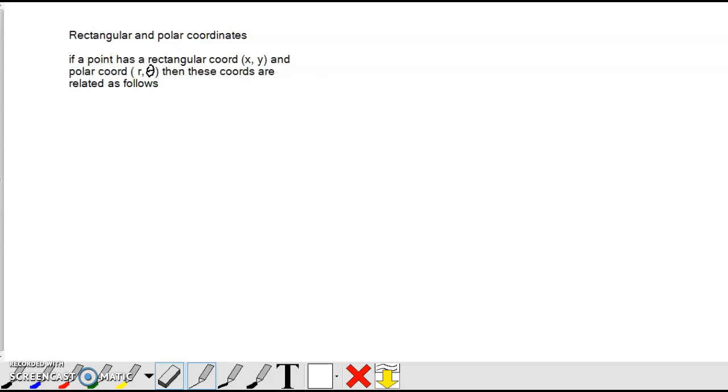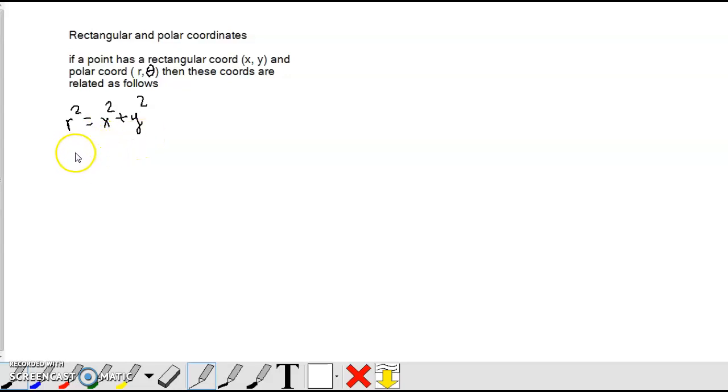Okay, so coming back, let's figure out how rectangular and polar coordinates are connected. If a point has a rectangular coordinate, x and y, and a polar coordinate, r, theta, then these coordinates are related as follows. We have to remember the equation r squared is equal to x squared plus y squared. We've been using that a lot.